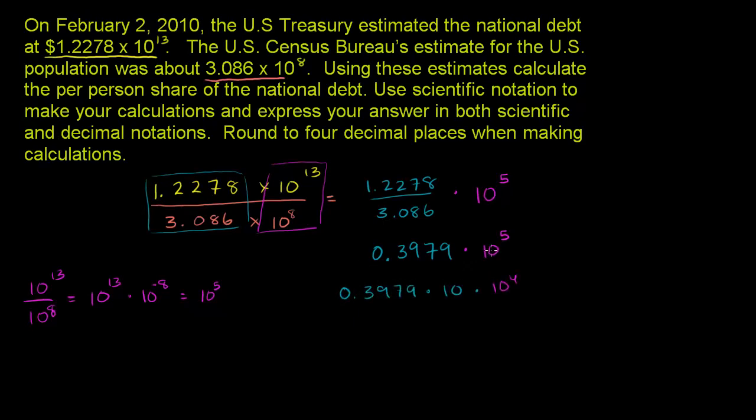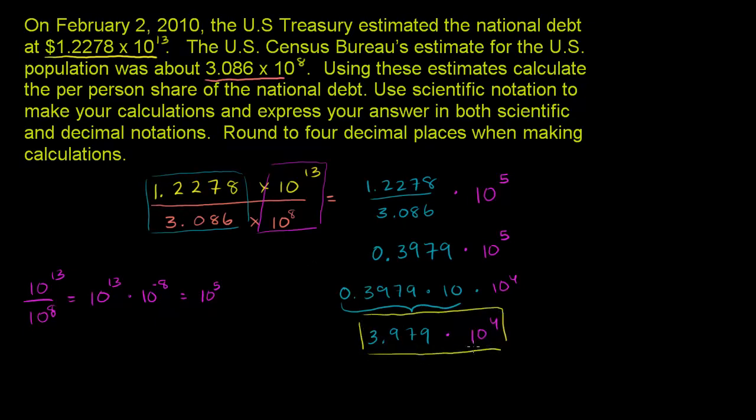What I did just now is I broke up the 10 to the 5th into a 10 and a 10 to the 4th. And I did that because I want to multiply this by 10 so I can get a 3 out front instead of a 0.3. So essentially I took a 10 out of the 10 to the 5th, I divided it by 10 and I multiplied this other guy by 10, not changing the whole number. So then this right here will become 3.979 times 10 to the 4th. So that's how much debt there is per person in scientific notation.